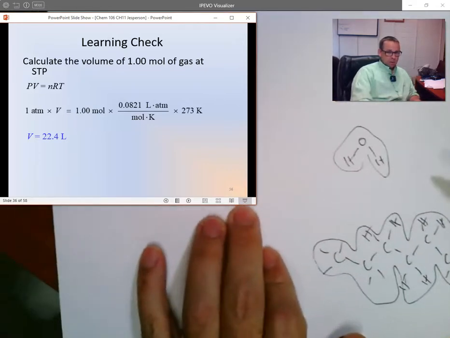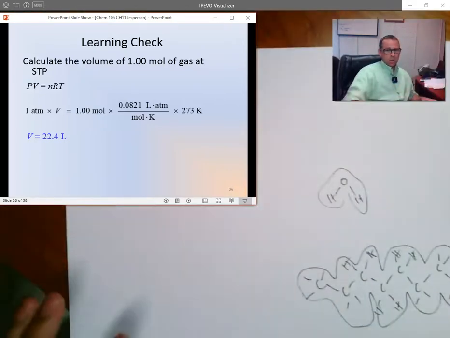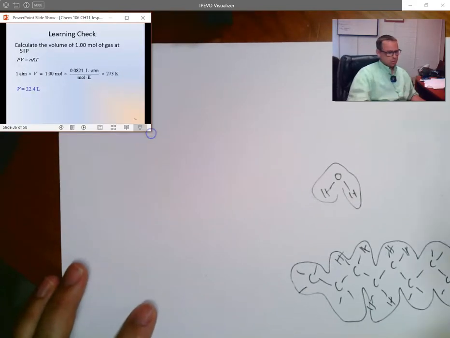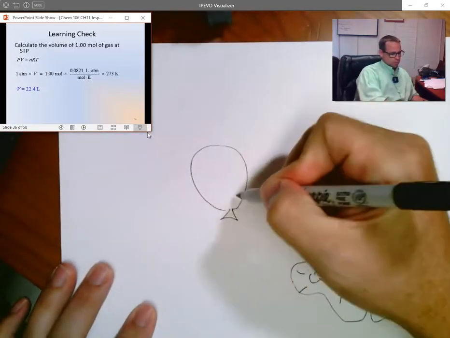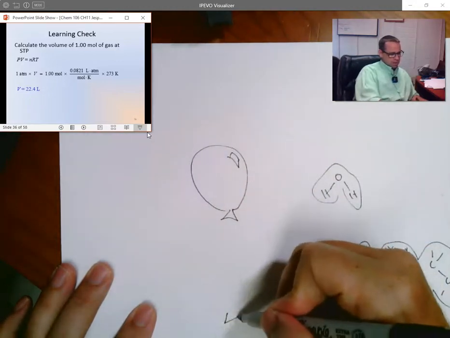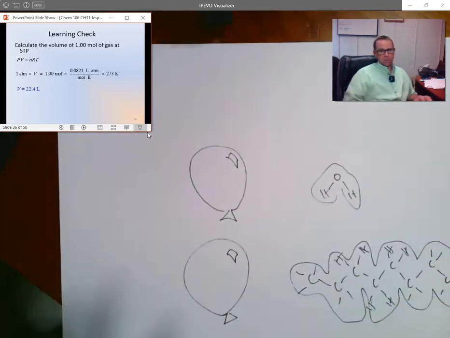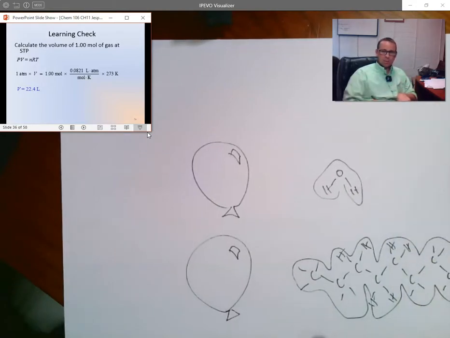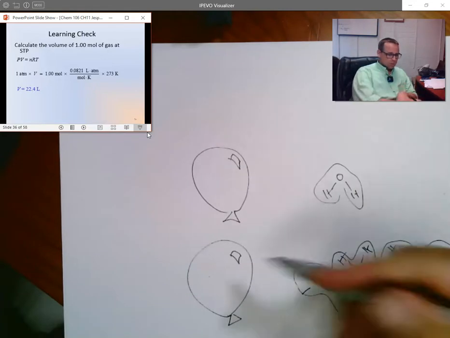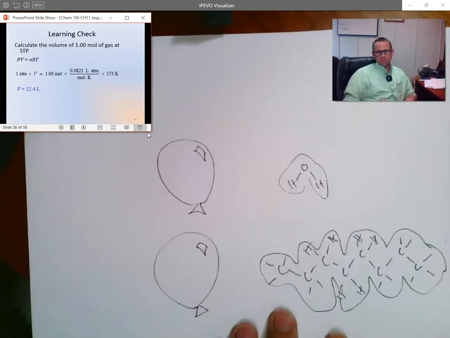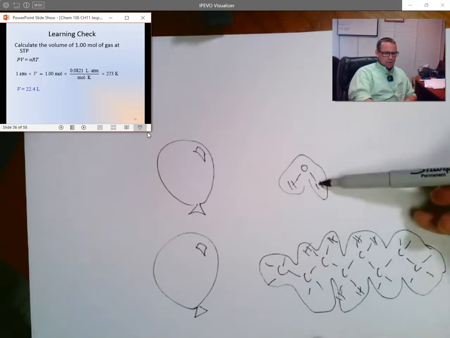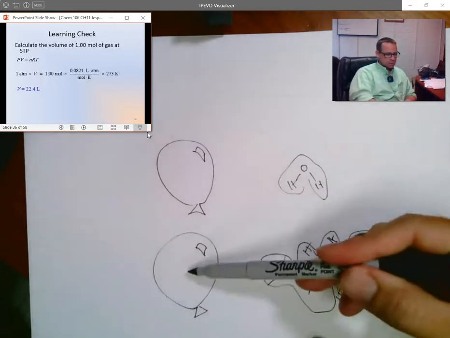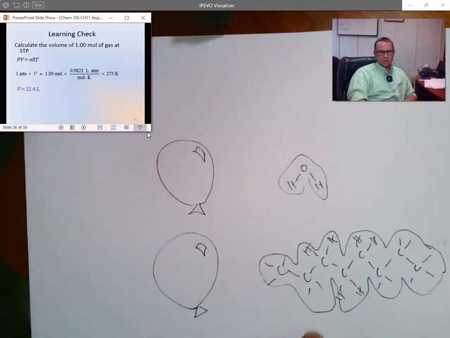But if I have a balloon of water or a balloon of octane gas, let's say, as long as they're both a gas at the same temperature, the same pressure, and as long as I have the same moles of material, the volume of the balloons will be the same. It doesn't matter the size of the compound that is in the gaseous phase.